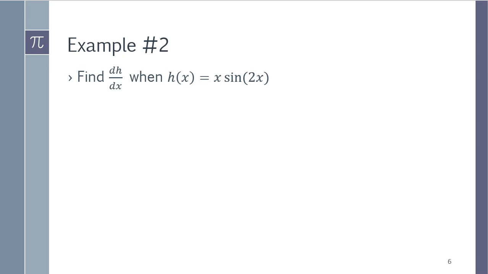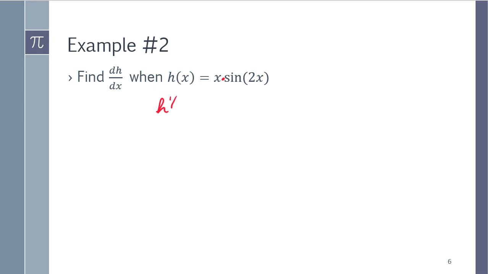We then have a second example here. Chain rule is very rarely seen on its own. It's usually being done within another rule. So I'm being asked to find dh dx when h of x is x times sine of 2x. Because I'm seeing multiplication here, that means I do need to use the product rule.